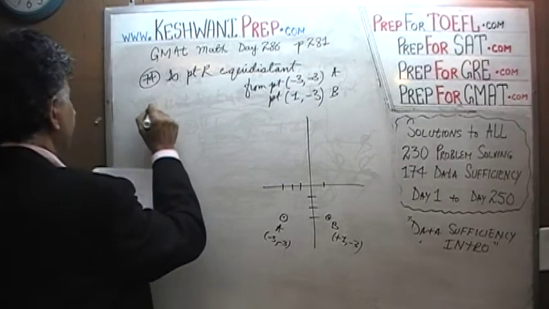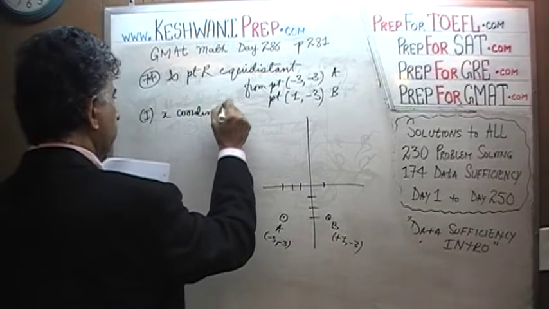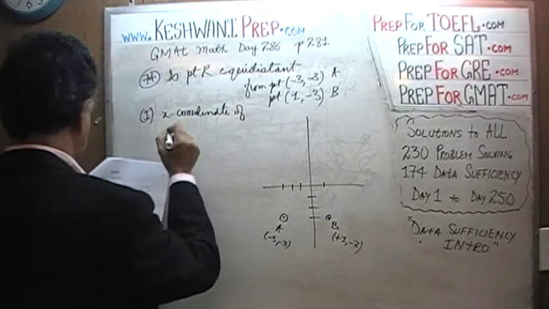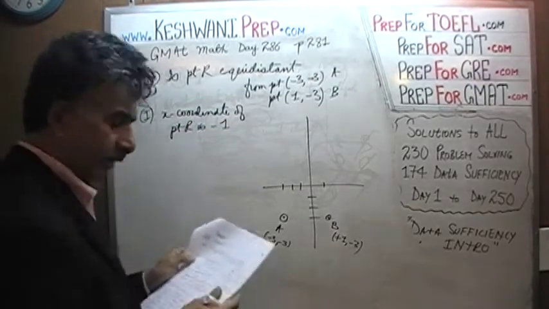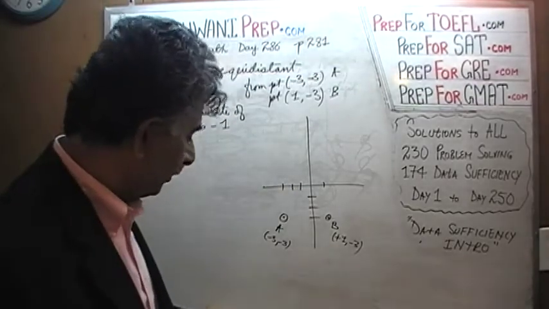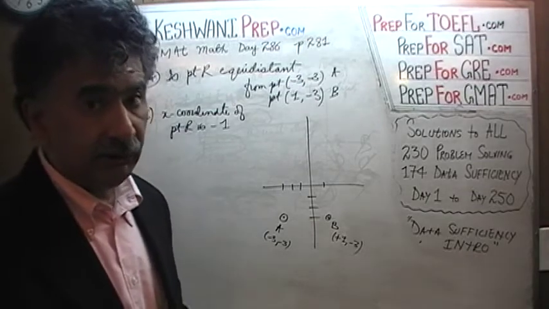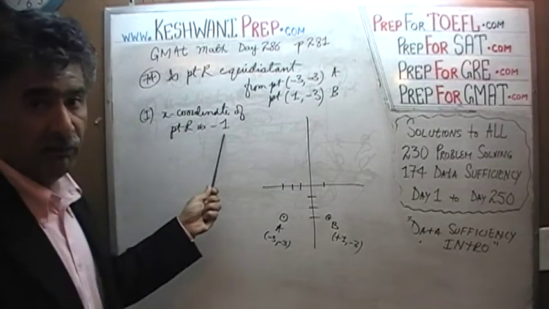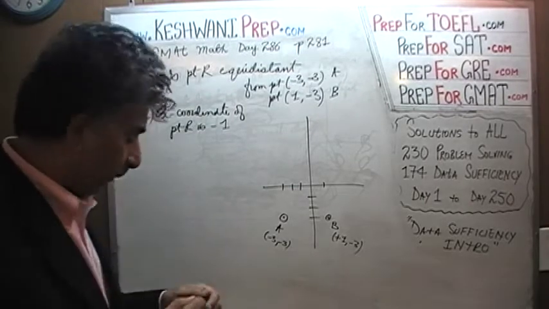In the first statement we are told that the x-coordinate of point R is -1. And that's all they tell us. We do not know where exactly point R is, but we do know wherever it is, its x-coordinate is -1. So let's find out where that happens, where the x-coordinate happens to be -1.